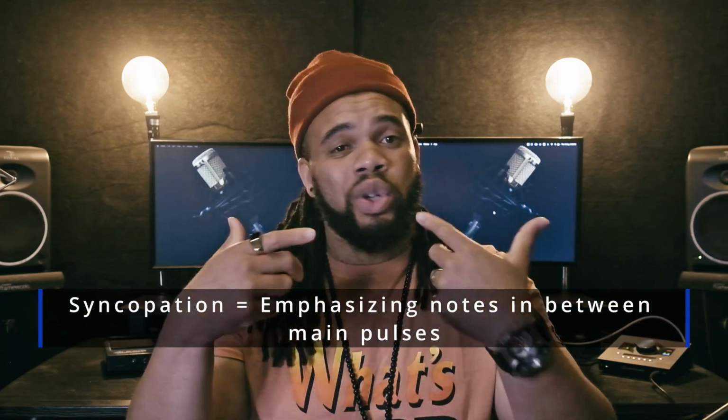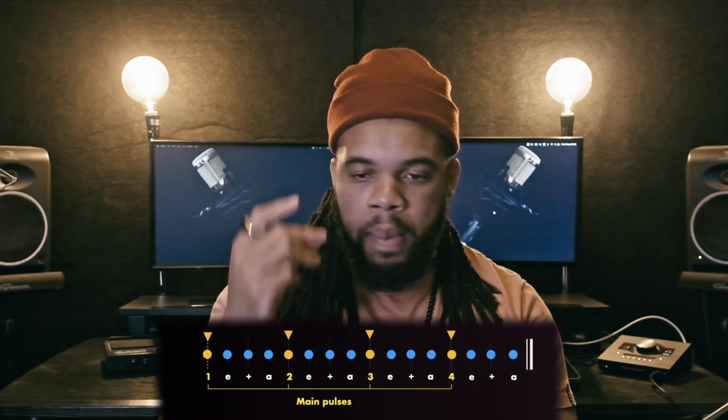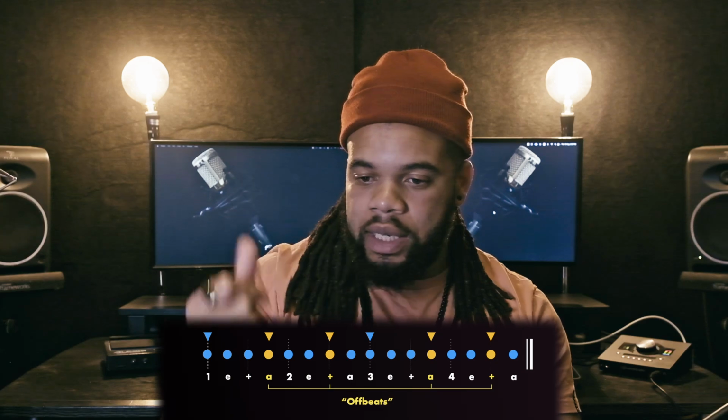The meta rhythm in this case being ba ba ba ba ba ba ba. The syncopation part is how we're bringing emphasis to the notes in between the main pulses. So instead of this, it's this. Alright, now the table is set.